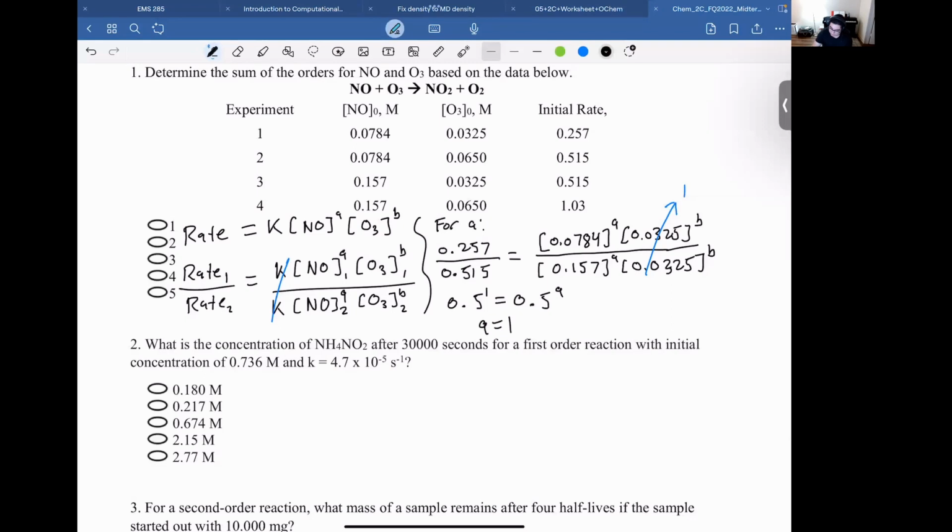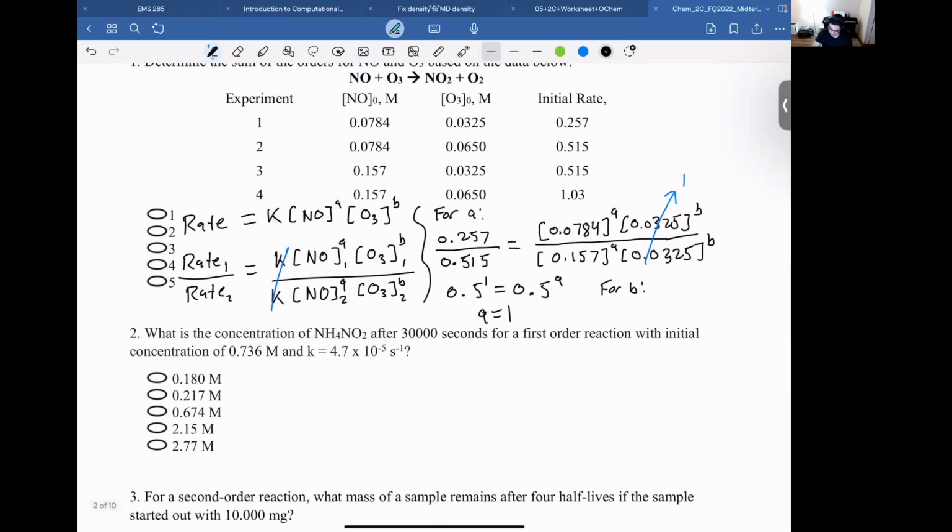You can do the same for B. So for B, you would go ahead and keep NO constant. We're doing the exact same thing, just the other way around. For B, we have trials 1 and 2, or experiments 1 and 2. With the first rate, we have 0.257 divided by 0.515 for the rate. Then for NO, we have 0.0784. This is the same on the top and the bottom, by choice, so that the A's cancel out.